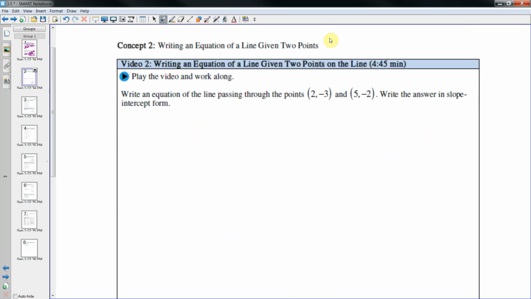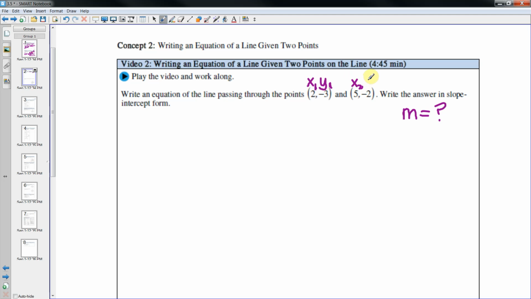Okay, now this one is a little bit different because it says, write the equation of the line through the points (2, -3) and (5, -2). Something is missing that we had in those last two examples. We don't have an m. I'm not given a slope. But if you'll think back, we have a formula, and they even wrote it on the previous page, of how to find the slope.